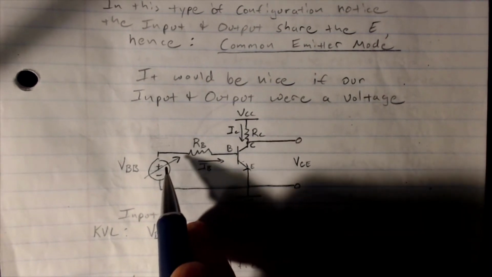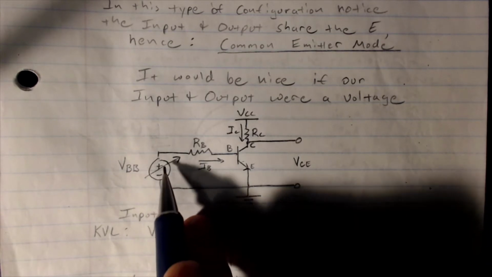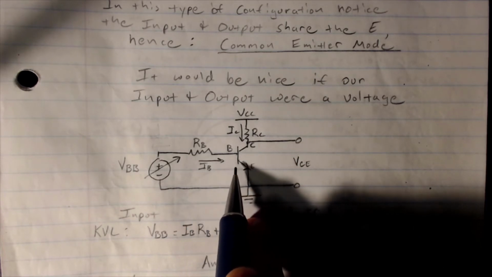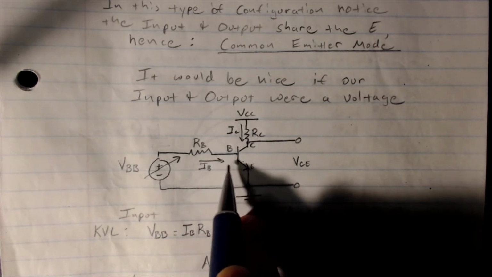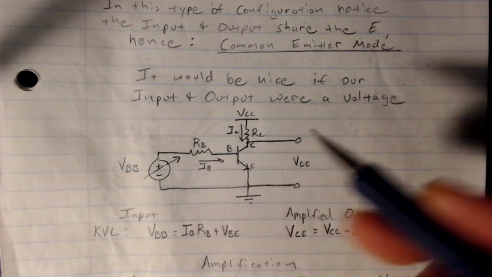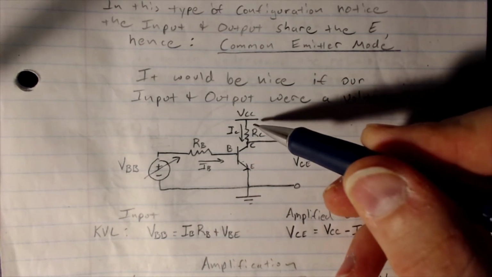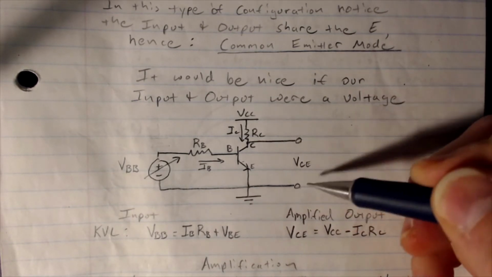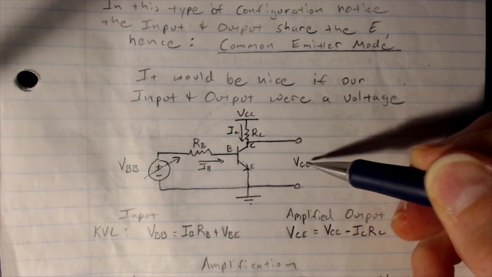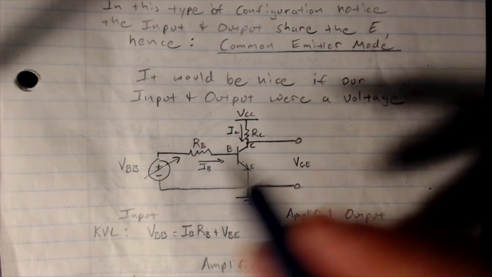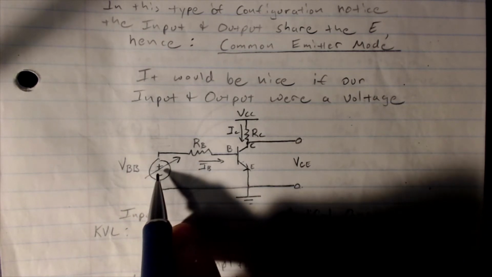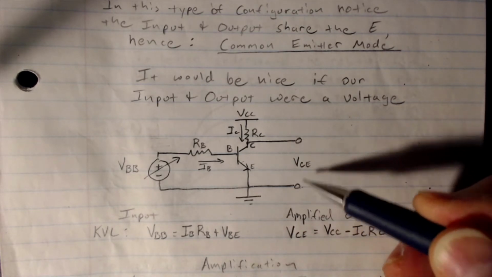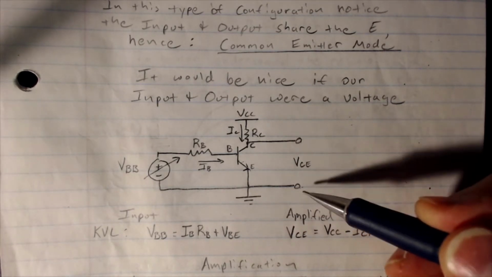So what I'm showing over here is a changing base voltage, a changing input signal, if you will, which is causing the base current to increase and decrease, and that's causing the collector current similarly to increase and decrease. But notice our output in this version is really the voltage between the collector and the emitter. So our input voltage, VBB, is getting amplified by this transistor, and we're getting an output that changes, and that output is the voltage between the collector and the emitter.